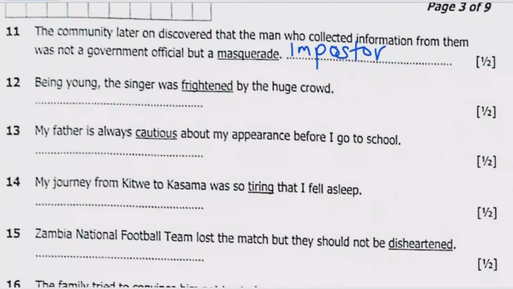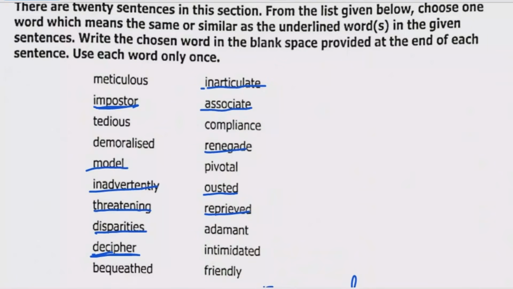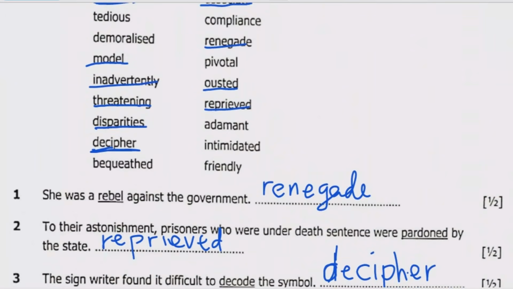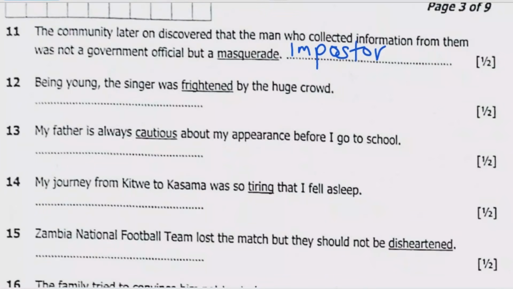Question 12: the singer was frightened by the huge crowd. Okay, so frightened. So what word means frightened? When you are frightened, you are scared somehow. You are scared, you fear. So what word can we use there that also means frightened? When you look at the words, the correct word that means frightened is intimidated. So if you are intimidated, that means you are scared of something or you are frightened of something.